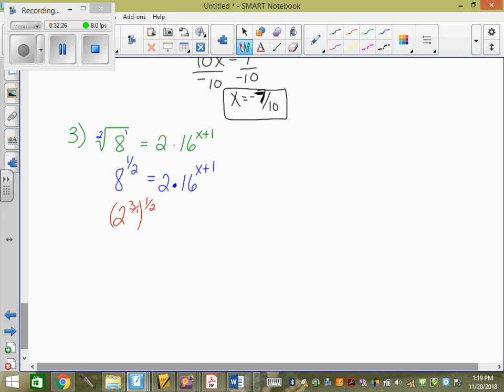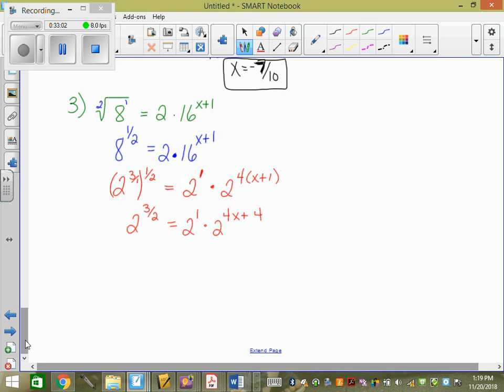And I'm going to put the 3 over 1 so that I don't try and put the 3 to both the 1 and the 2. Okay? 2 is to the what? 1. I have to remember that exponent. Times 16 is 2 to the 4. And I have to remember to distribute. So I'm going to get 2. And when I multiply fractions, I multiply across the top, across the bottom. Numerator times numerator, denominator times denominator. So it's going to be 3 over 2 equals 2 to the 1 times 2 to the 4x plus 4.